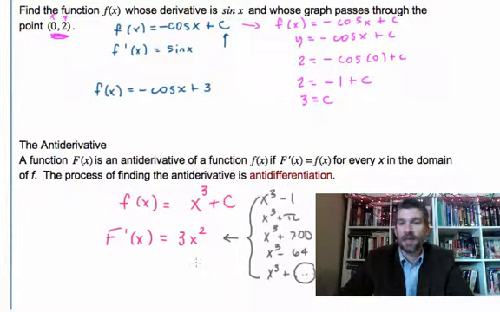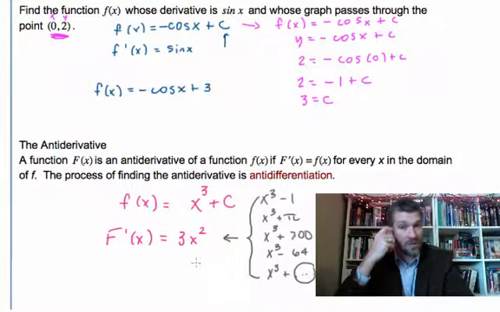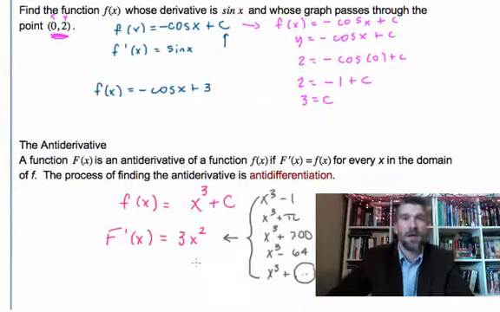So that's how anti-differentiation works, and again, we're going to spend a lot of time talking about all kinds of different ways to use the antiderivative.